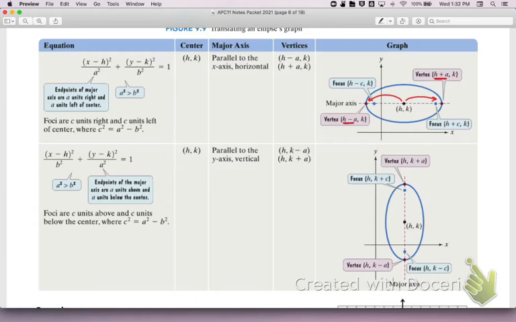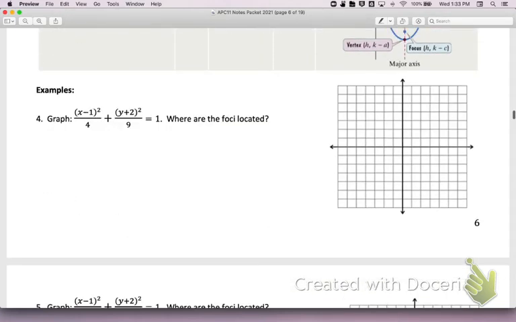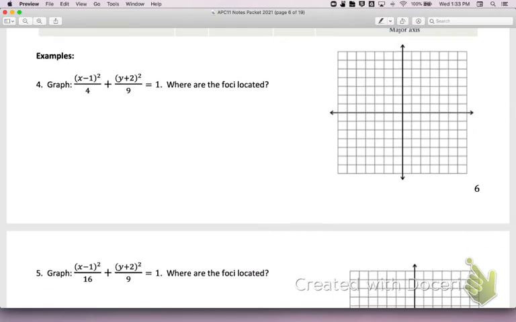If your ellipse is vertical, then to find the vertices, you're going to add and subtract from k because that is where your a value is going to go. You're going to go a in the positive direction, a in the negative direction is how that will work. So that really doesn't change our process very much at all. The way that you find the foci is very, very similar.